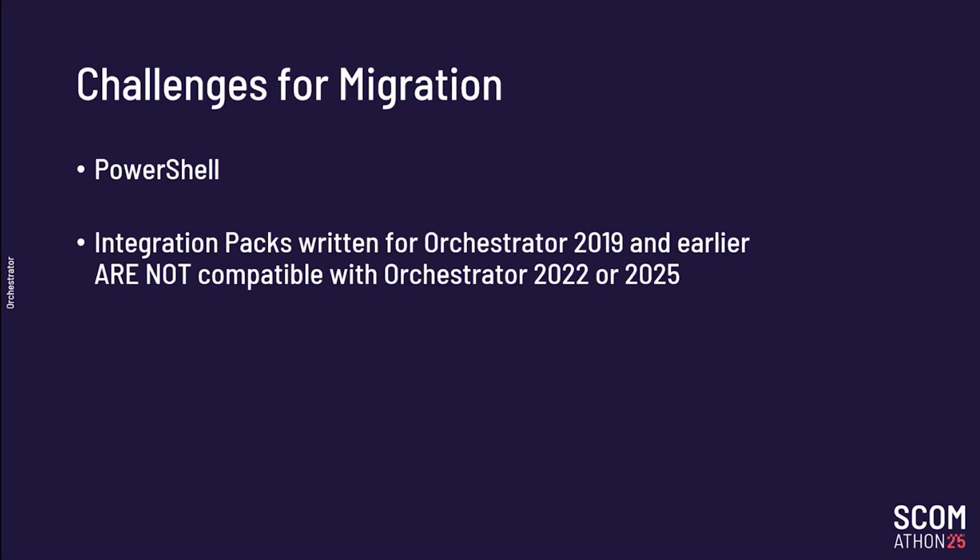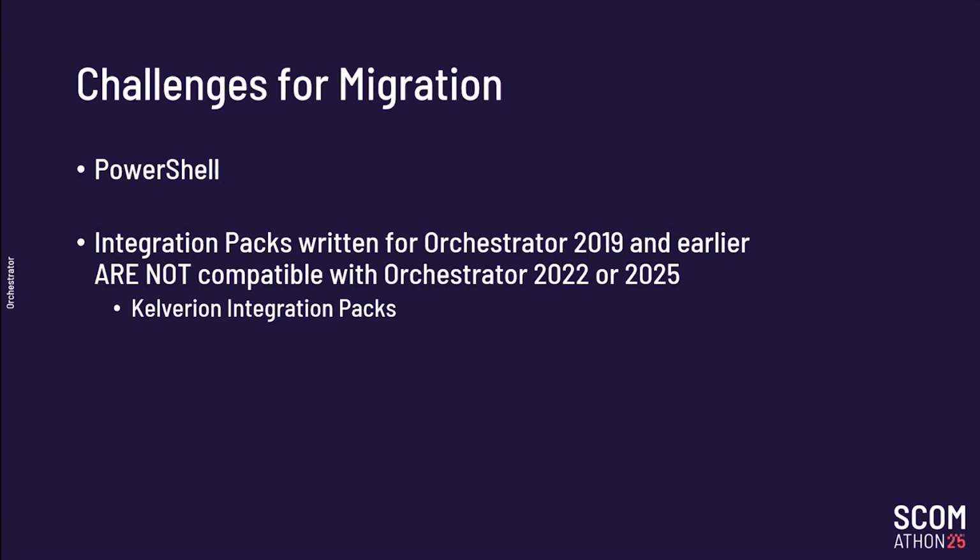The other challenge is integration packs. Any integration packs written for Orchestrator 2019 and earlier are not compatible with Orchestrator 2022 or 2025. That is because they were written for a 32-bit application. Being a 64-bit application, all of the DLLs and drivers and memory space is completely different for these new versions of Orchestrator, so old IPs will not work.